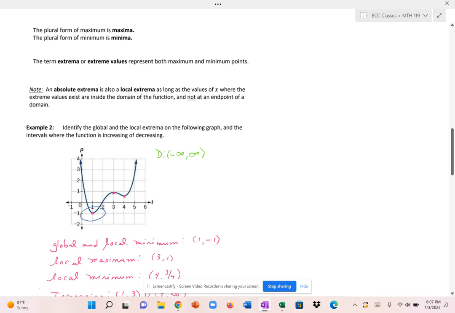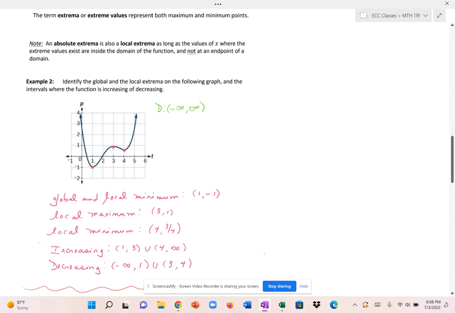So this is considered to be an absolute and a local minimum at (1, -1). That is the lowest point overall on the graph. There is nothing lower than that on the graph. So that's what makes it a global extrema. But it's also a local extrema because it's within the domain. The domain here looks like it's all real numbers. There's no beginning and end to this, these arrows that you see here. So it's within the domain, but it's also the lowest one overall. So it's both a global and a local extreme value.